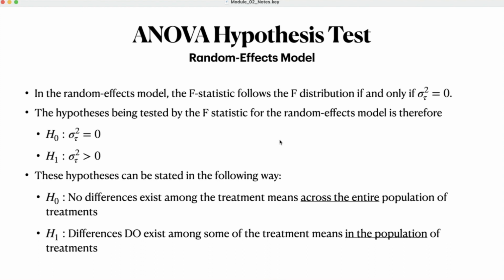Therefore, the hypotheses being tested by the F statistic for the random effects model are given by the following. The null hypothesis is that sigma squared sub tau is 0. The alternative hypothesis is that sigma squared sub tau is positive. Now, these hypotheses can be stated in the following way. The null hypothesis would be that no differences exist among the treatment means across the entire population of treatments. The alternative being that differences do exist among some of the treatment means in the population of treatments.